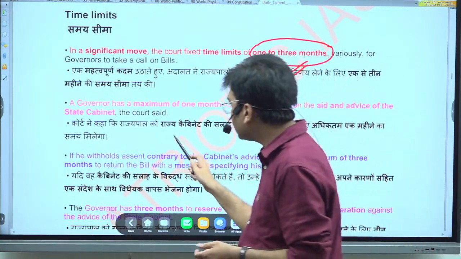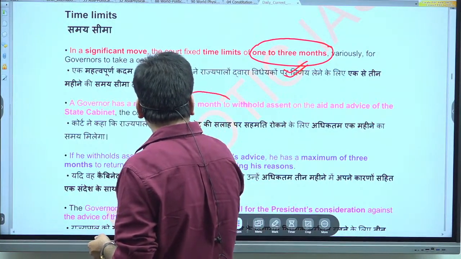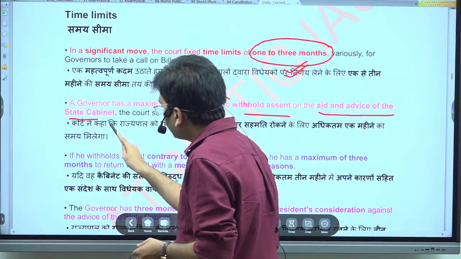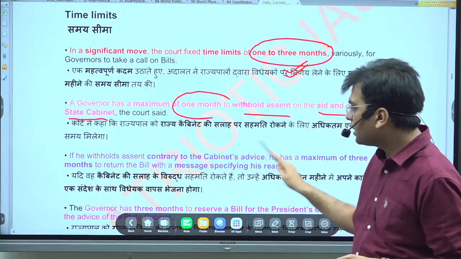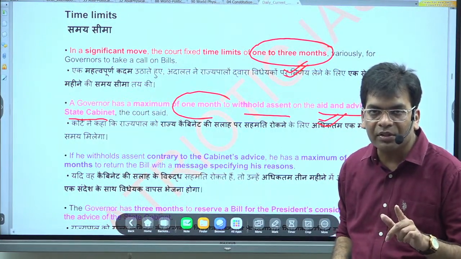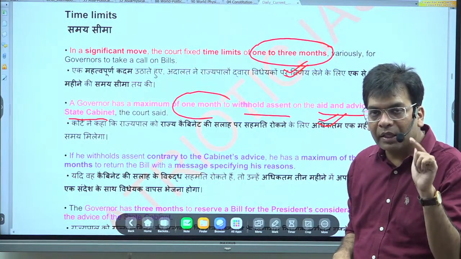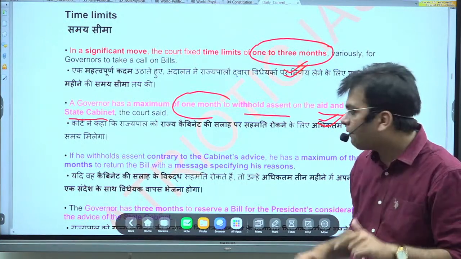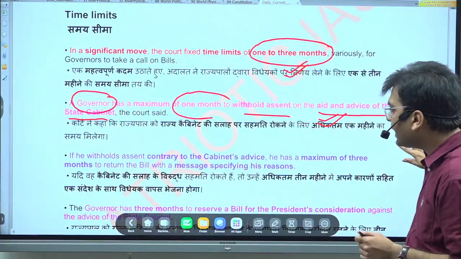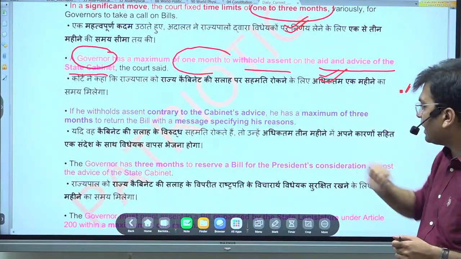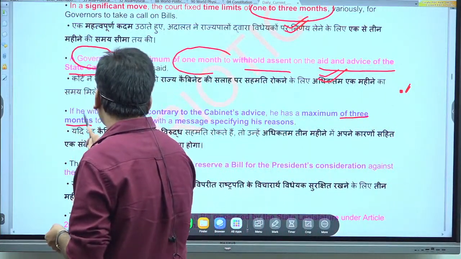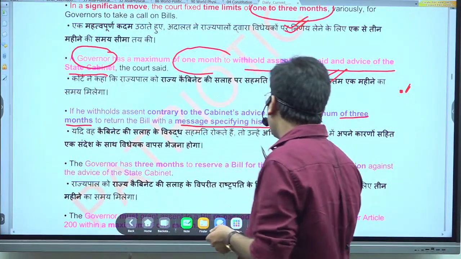So here you will see that the governor has a maximum of 1 month to withhold assent on the aid and advice of the state cabinet. Even in this case, the governor has to act on the aid and advice. Here there is no discretion. So in the passage of the bill, even the governor doesn't have discretion. Please remember this. The second thing: if he withholds assent contrary to the cabinet advice, he has a maximum of 3 months to return the bill with a message specifying his reason.